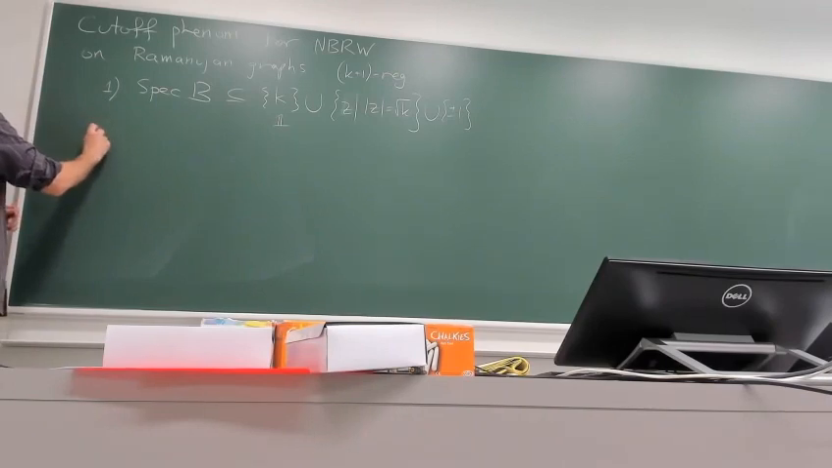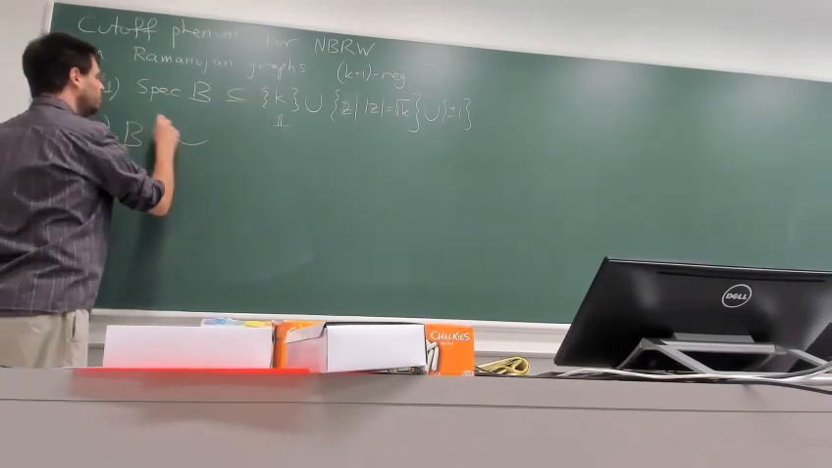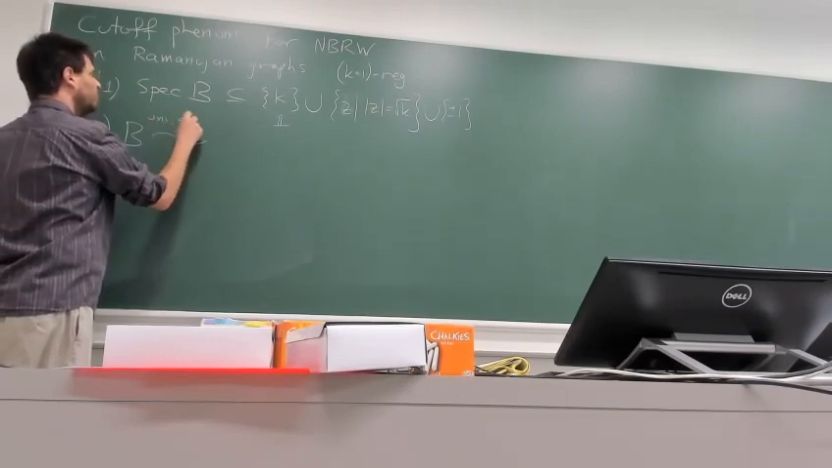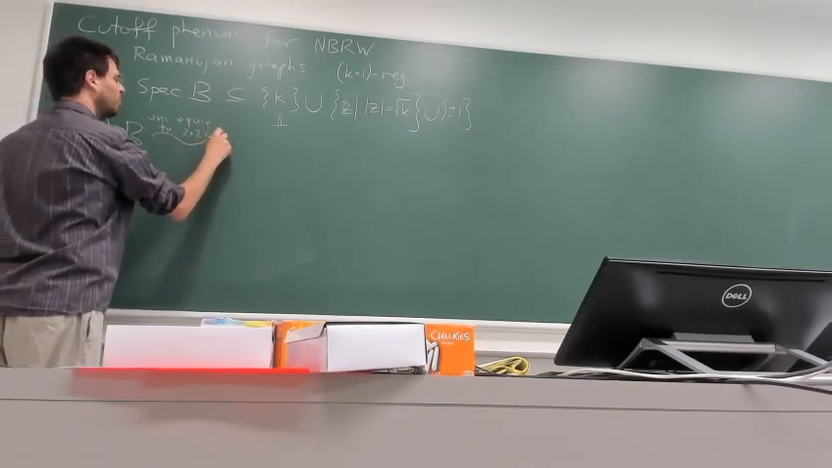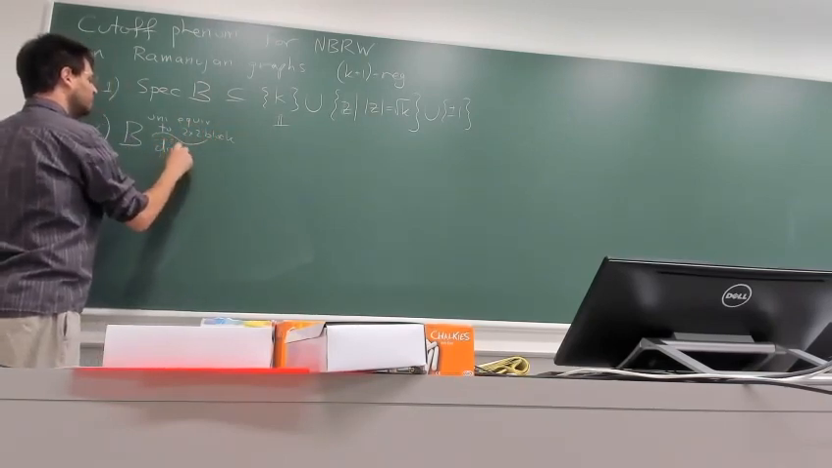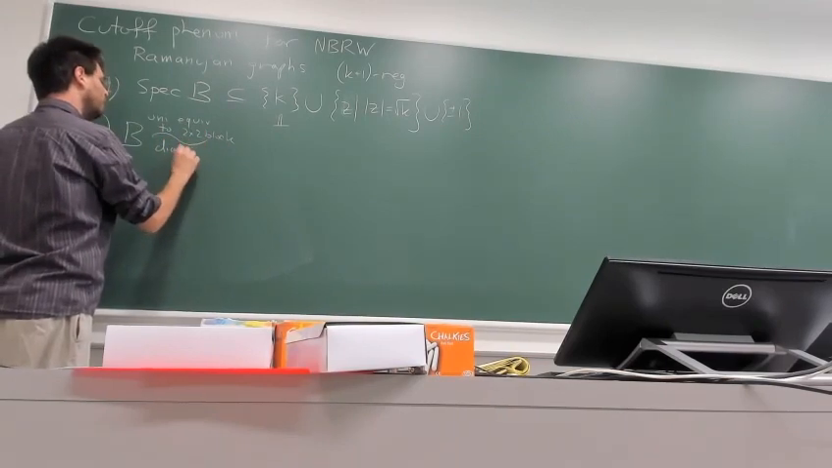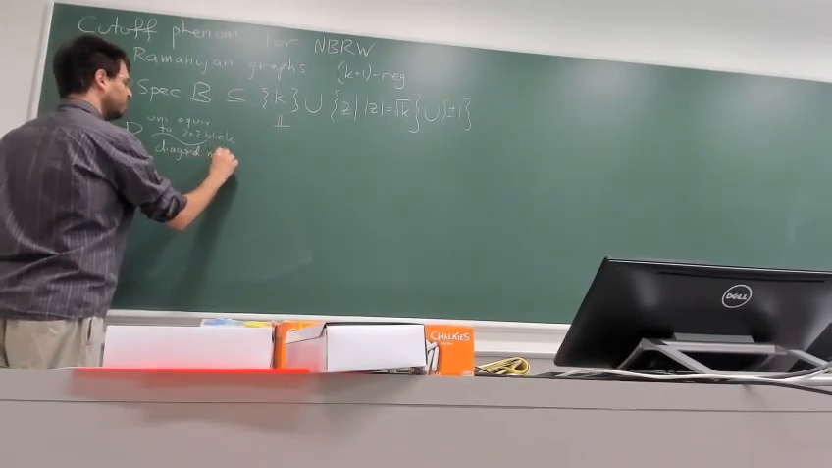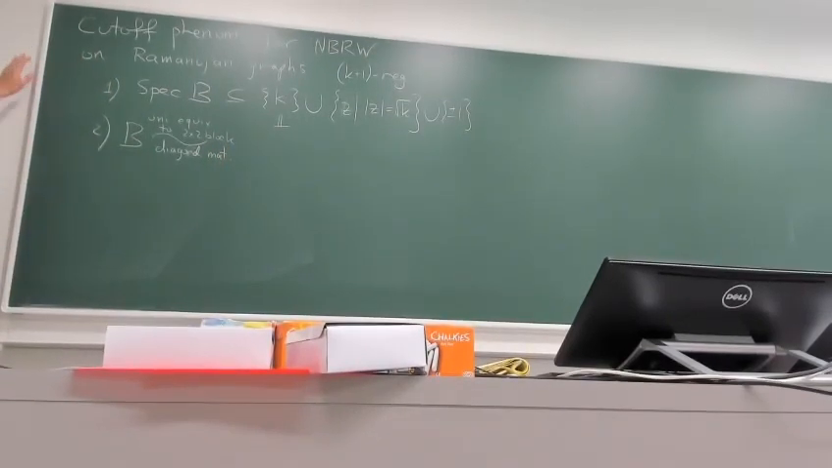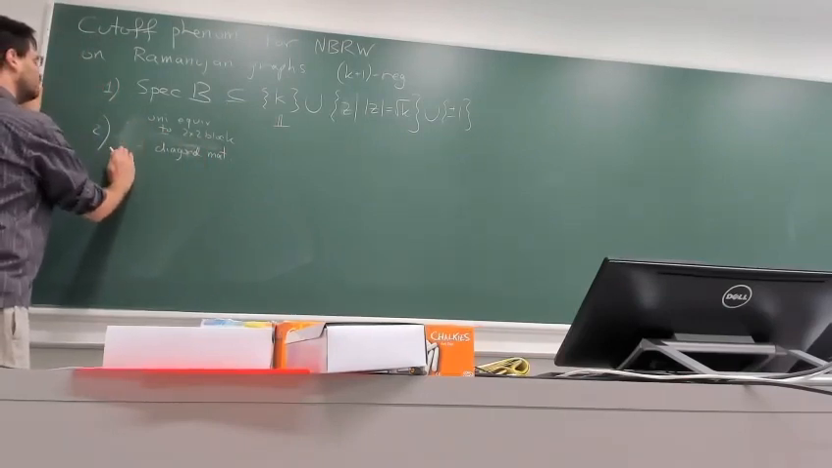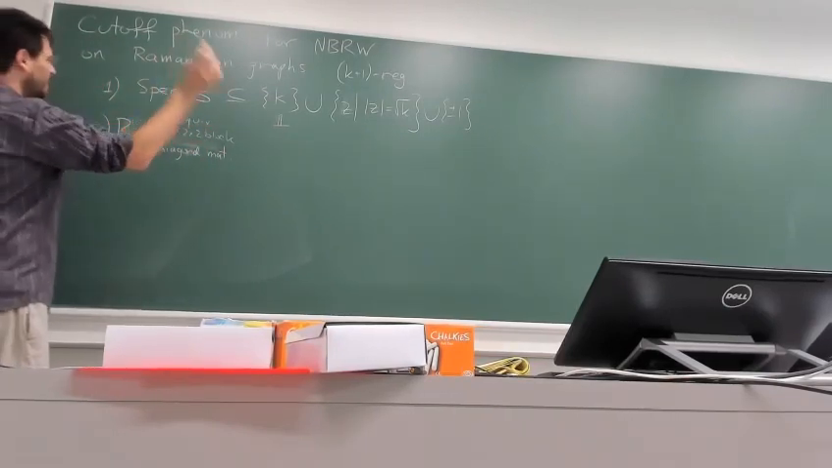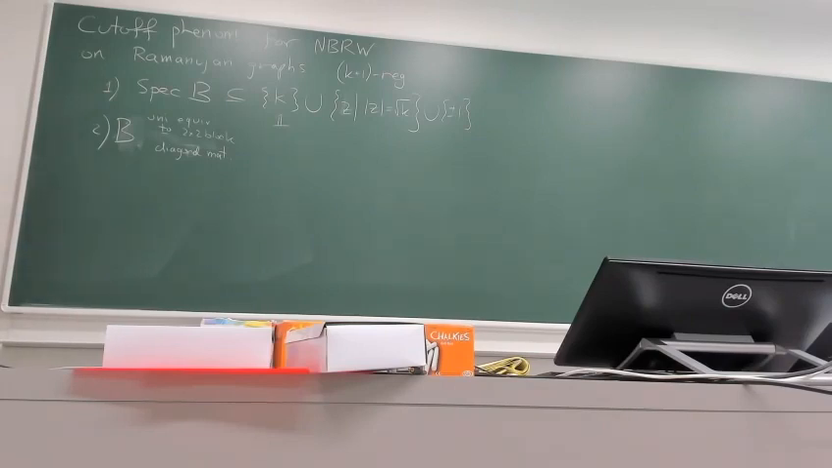The second ingredient was that B is unitarily equivalent to a 2 by 2 block diagonal matrix.